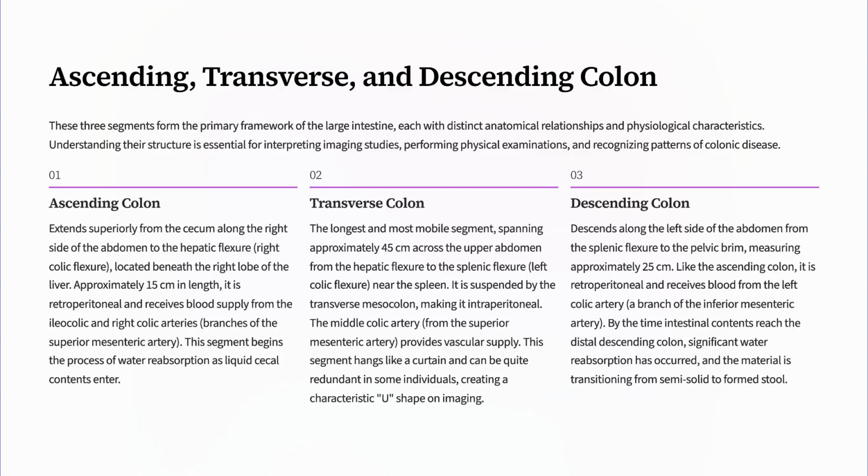The ascending colon is retroperitoneal, meaning it's fixed to the posterior abdominal wall. It measures about 15 centimeters and is the primary site for water absorption. The transverse colon is intraperitoneal and mobile, suspended by the transverse mesocolon. It measures approximately 45 centimeters and continues water absorption while beginning stool formation. The descending colon is also retroperitoneal, measuring about 25 centimeters. It serves as a storage site where stool becomes more solid as additional water is absorbed.